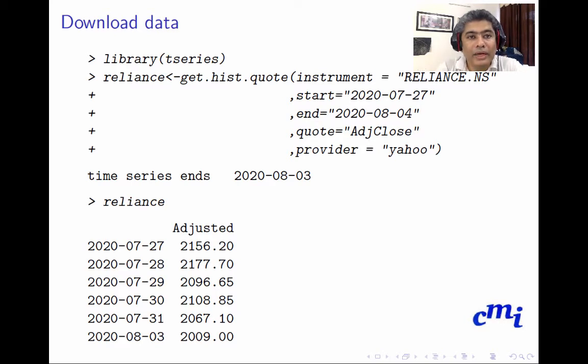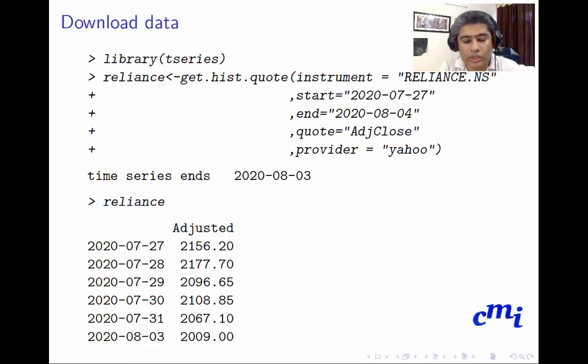Now, we can download the Reliance Industries data using R. We can use the tseries package, in which there is a function called get.hist.quote, and you can provide the instrument name as reliance.ns. So it will download the NSE data. I have given a start date for about 6 days of data, which will be pulled from 2020-07-07 to 2020-08-04. Typically the data comes with open, high, low, close and adjusted close.